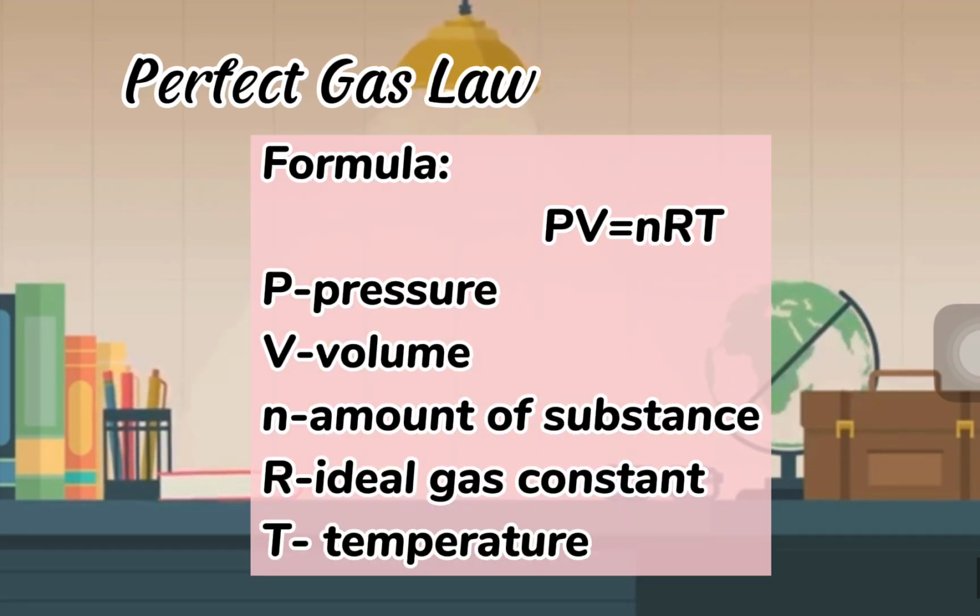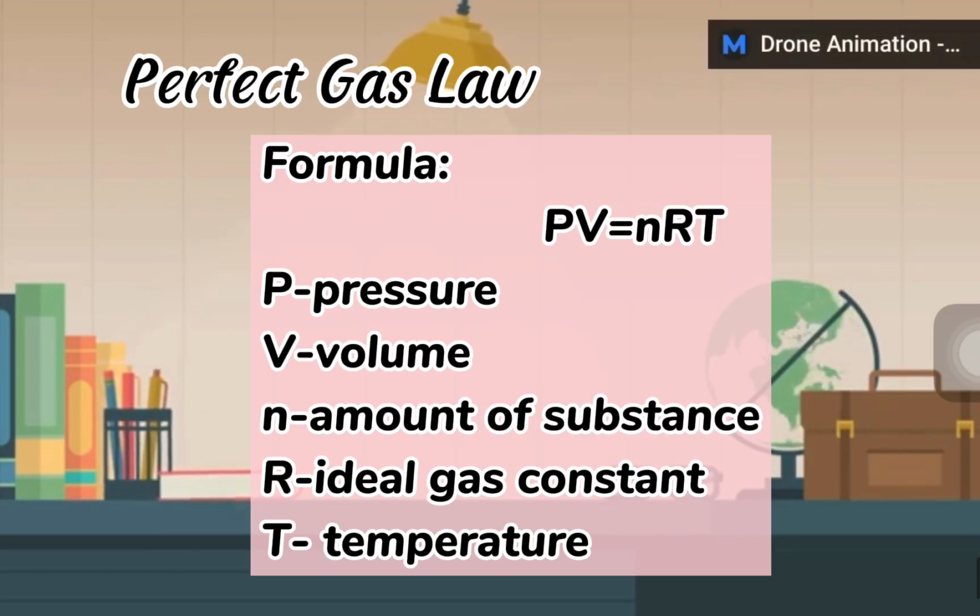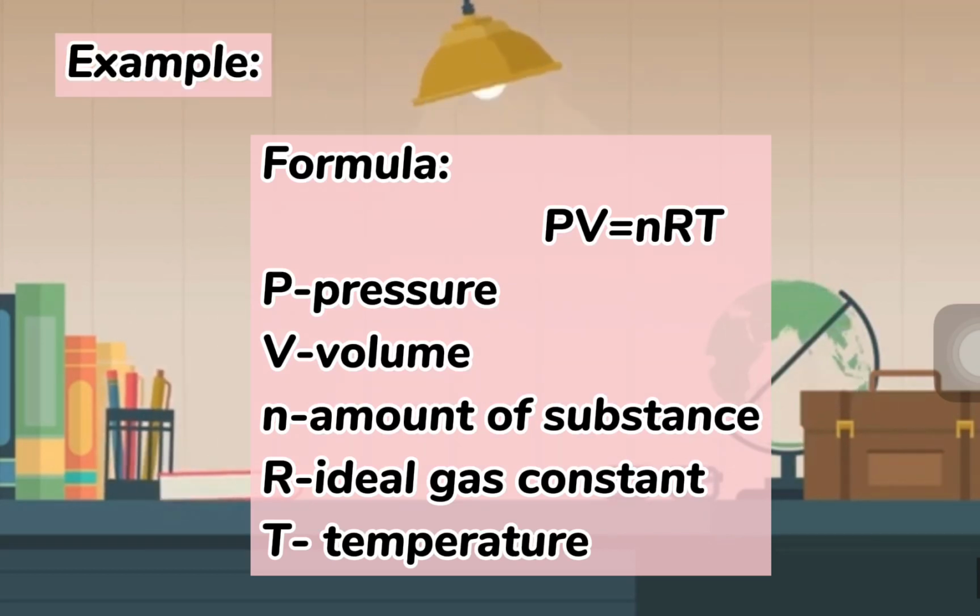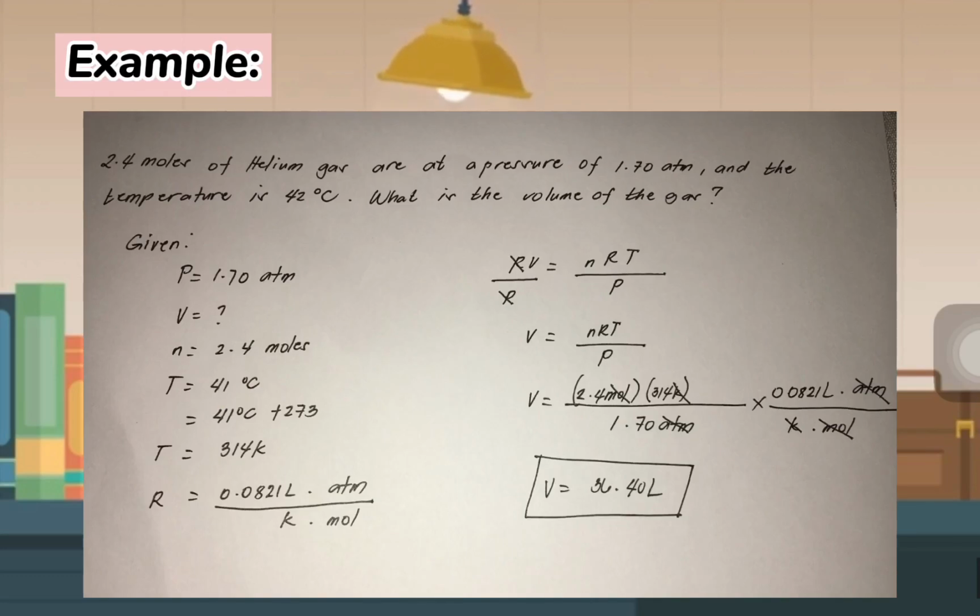For the formula of the perfect gas law, we have PV equals nRT. P stands for pressure, V for volume, n for amount of substance, R for the ideal gas constant, and T for temperature. Here are some examples for the perfect gas law.